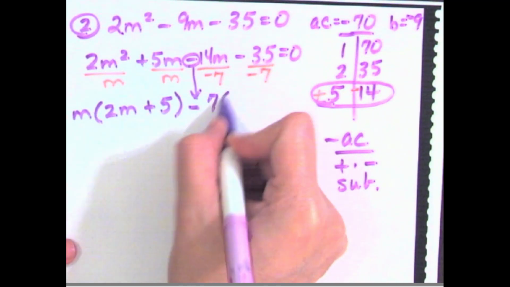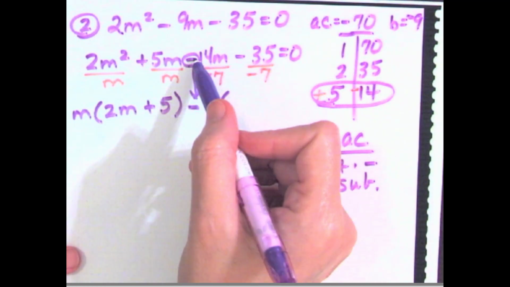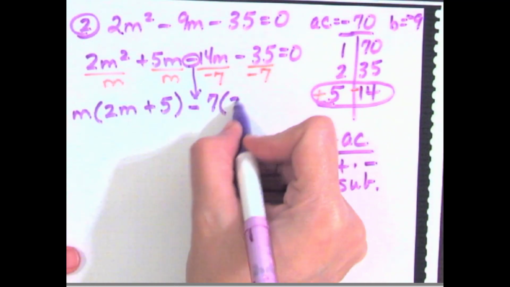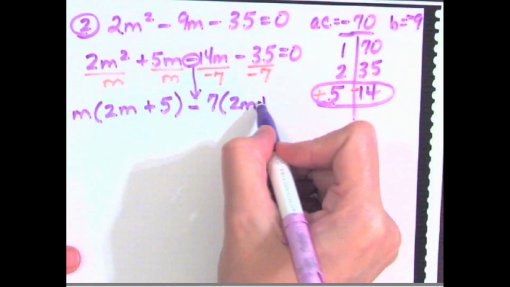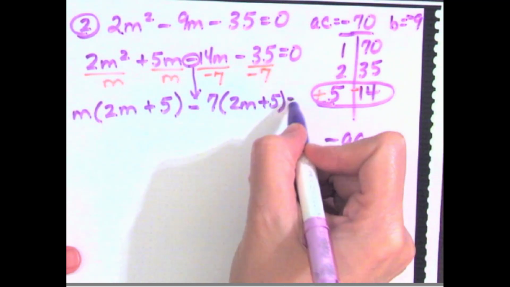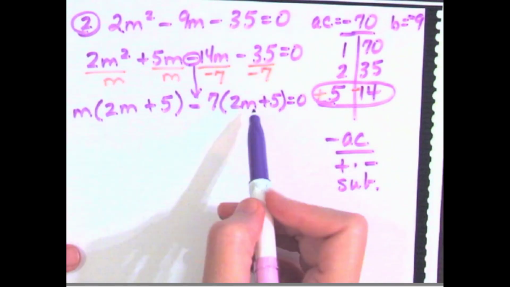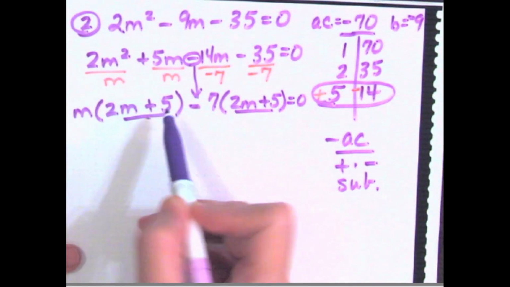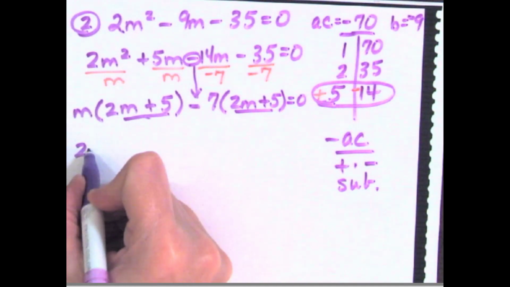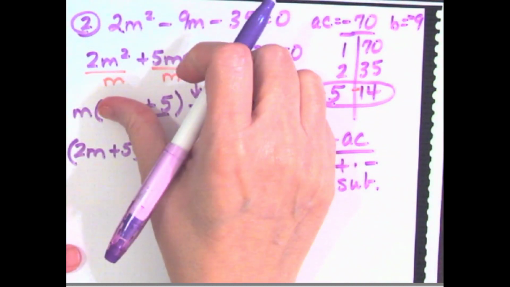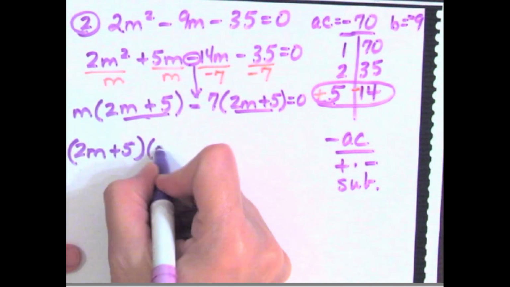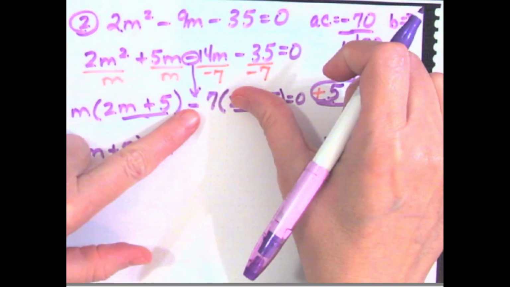So remember, we are dividing by a negative. So negative 14 divided by negative 7 is positive 2m. Negative 35 divided by negative 7 is positive 5. Okay. And now they both have a 2m plus 5, so we're going to pull that out. And then we're left with m. And over here we're left with the minus 7.